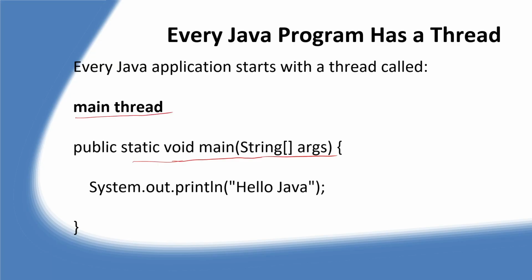So every Java program already begins with at least one application thread executing our code. By default, we have the main thread which will be executing our code. Then from there, we can create additional threads to perform other tasks concurrently. In the upcoming videos, we will see exactly how to create and manage those additional threads.